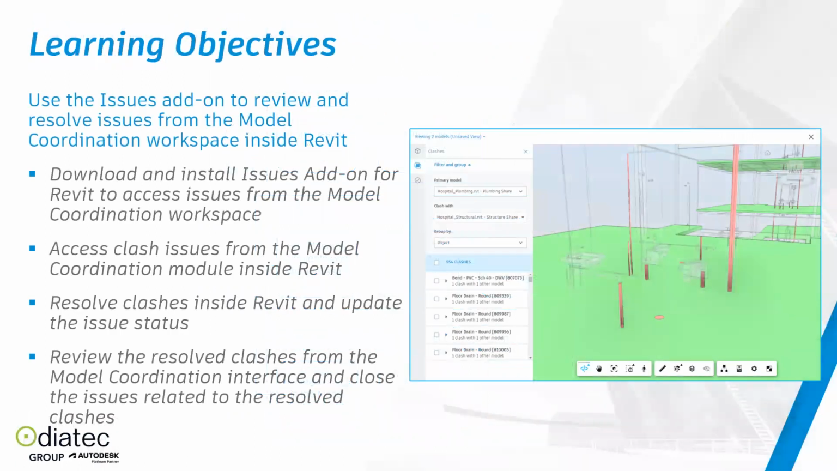So the learning objectives from today: you're going to use the issues add-on to review and resolve issues from the model coordination space inside Revit. I've showed you where to download it. I won't show you how to install it, it's very straightforward. We'll learn how to access clash issues from the model coordination module inside Revit, resolve clashes inside Revit and update the issue status, and then review the resolved clashes from the model coordination interface and close the issues related to the resolved clashes as well.